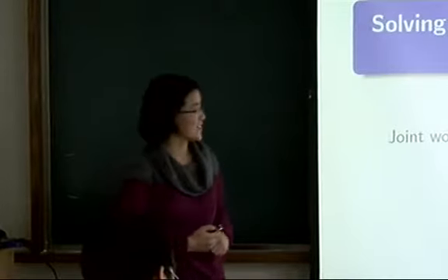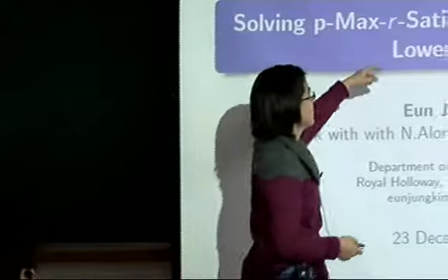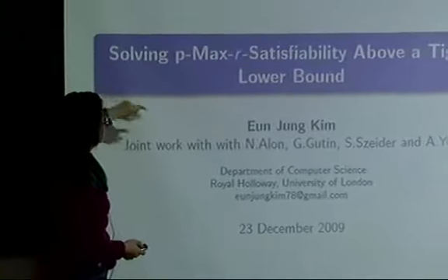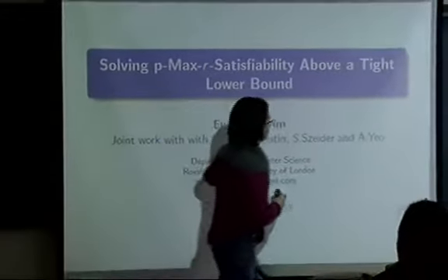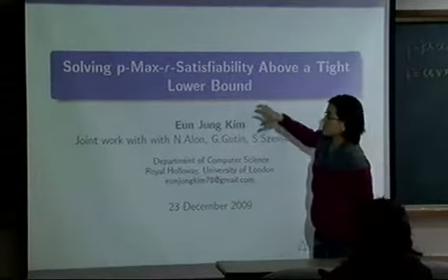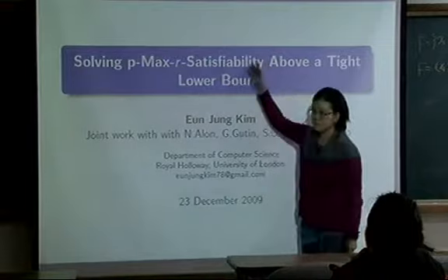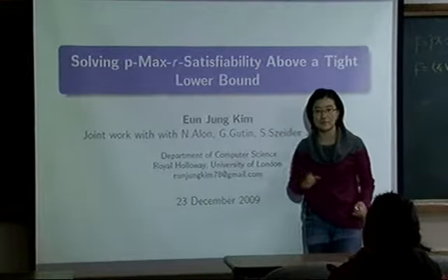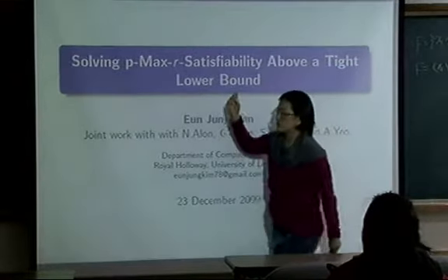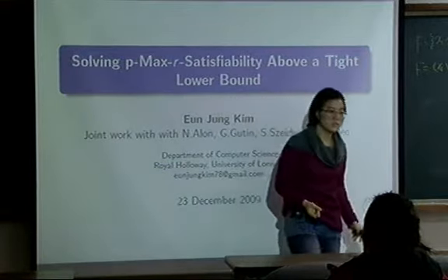So the title is Solving Pmax R Satisfiability Above a Tight Lower Bound. It expresses two aspects of our study. The problem we consider here is a satisfiability problem, but not just a usual feasibility satisfiability problem. We want to maximize the number of clauses that can be satisfied in a conjunctive normal form.